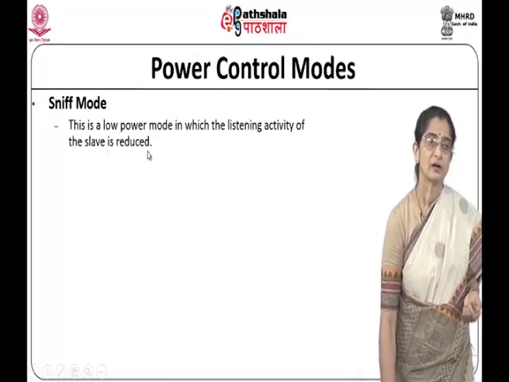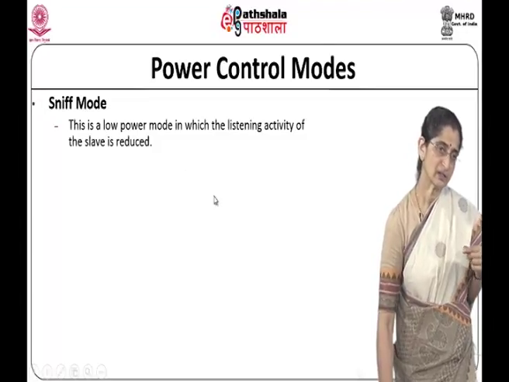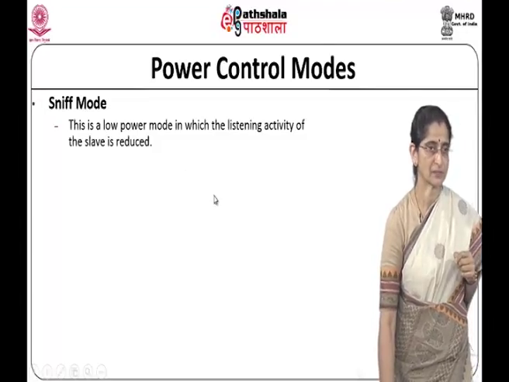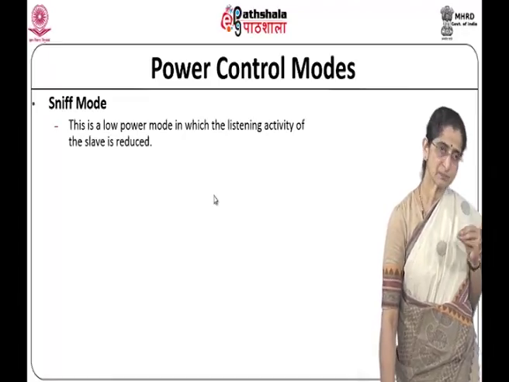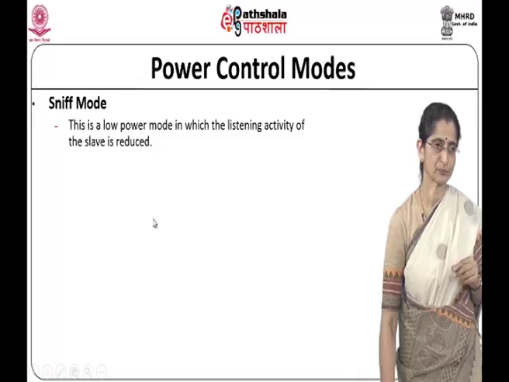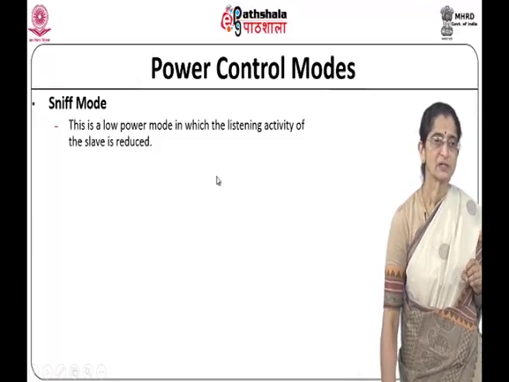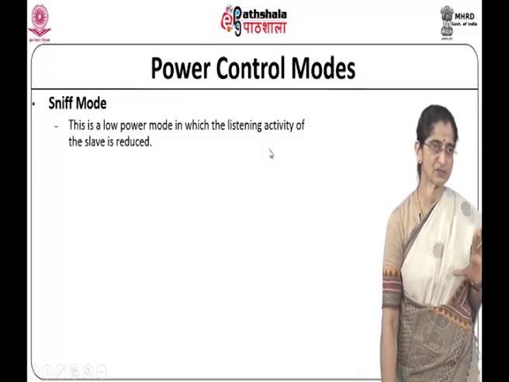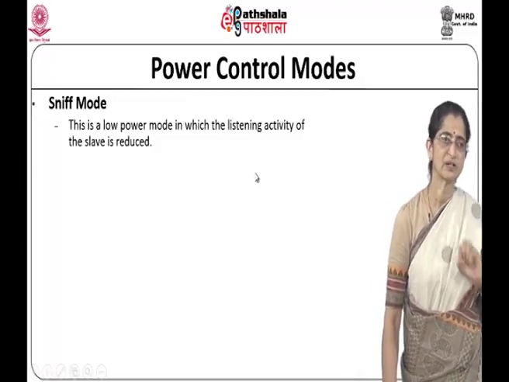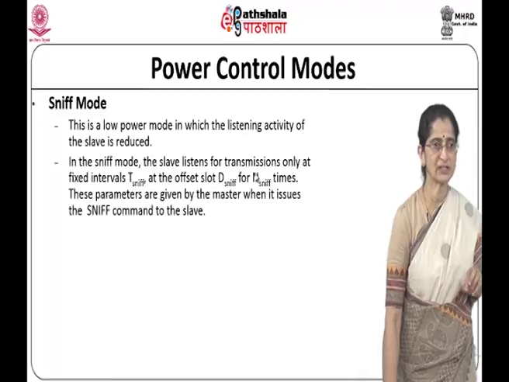Now we said that power is a very important aspect, because Bluetooth is meant to be a low power protocol. So there are various power control modes which are used in Bluetooth. We have something called a sniff mode. This is a low power mode in which the listening activity of the slave is reduced. So you are trying to save power by reducing the listening activity.